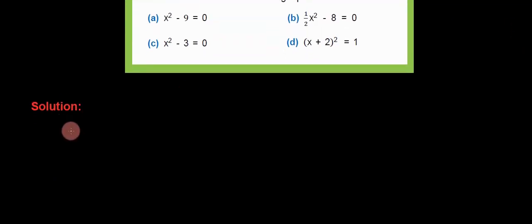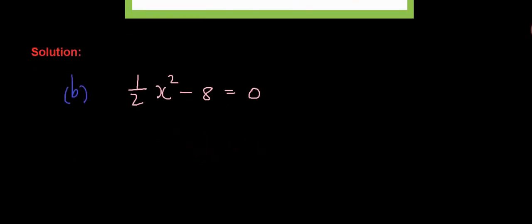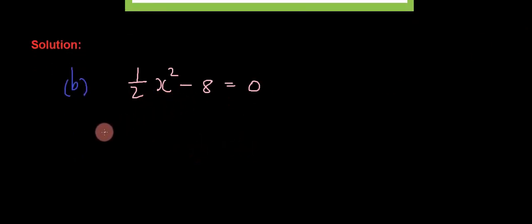So then B, a half x squared minus 8 equals 0. So then getting rid of the fraction here, we can multiply through by 2. And of course, the 2's will cancel here, and we're left with x squared minus, and 2 times 8 is 16.